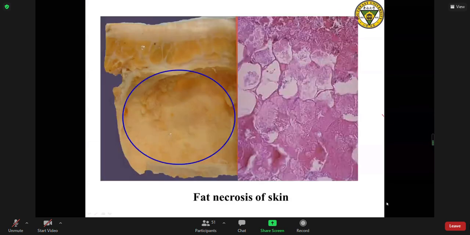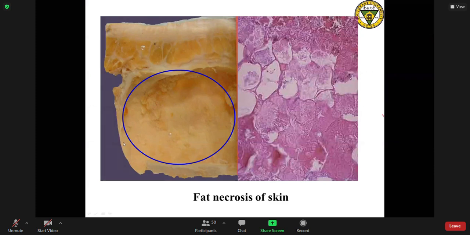Next, fat necrosis. I know we have learned this already, but from this figure, you can see fat necrosis of the skin. Here is the skin, epidermis and dermis. This is fat, the subcutaneous tissue, with much fat, but this area is a large cavity.